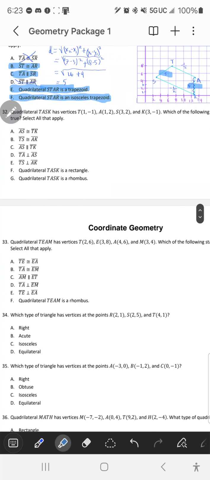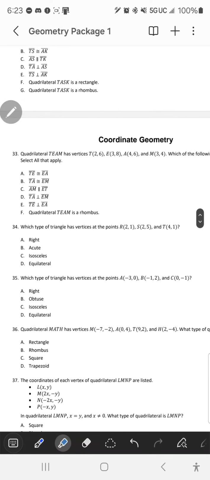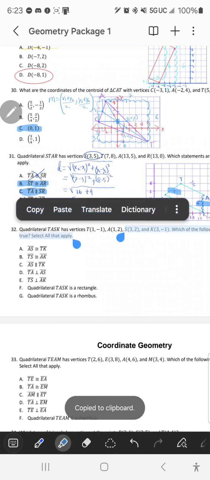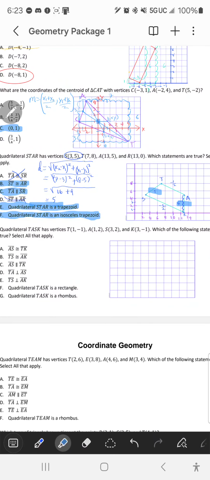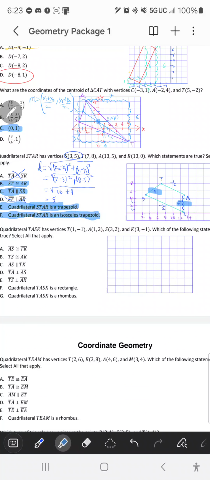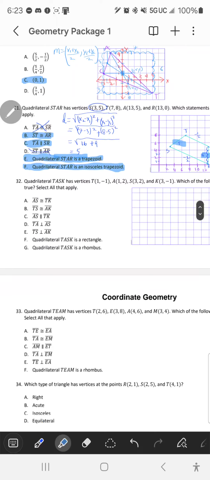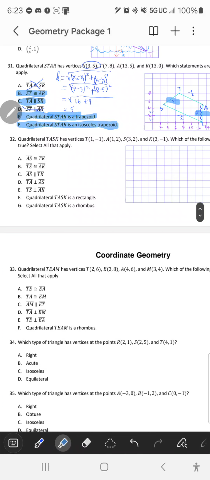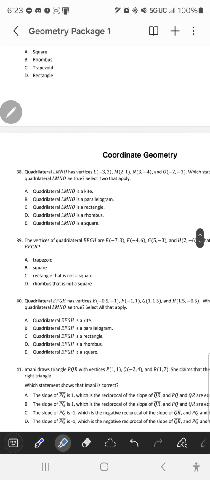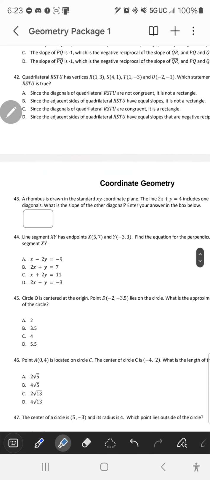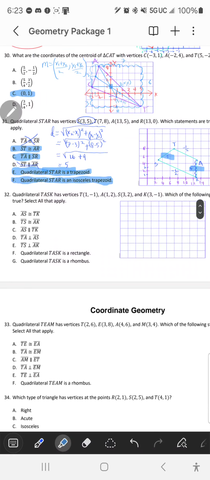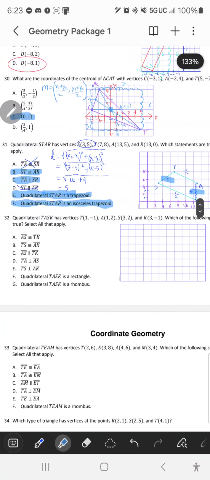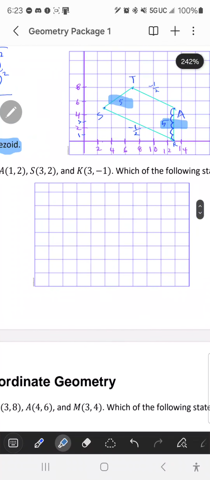Let's keep going. Wow, they're really, really long. I'm just trying to see, since we have already done many of these, I don't know if they are too. Okay, I just keep going. Now, quadrilateral TAKS has vertices.